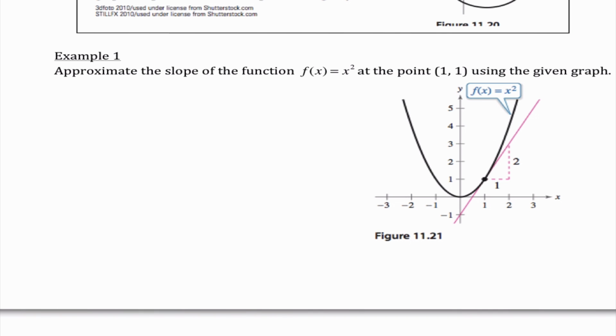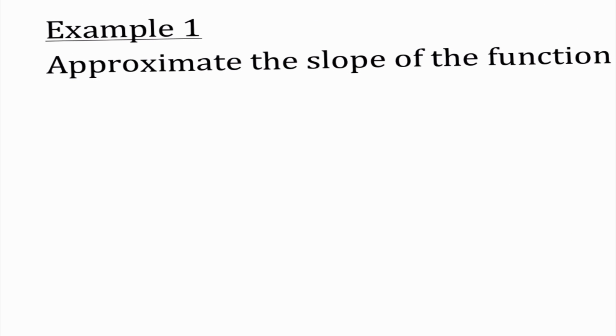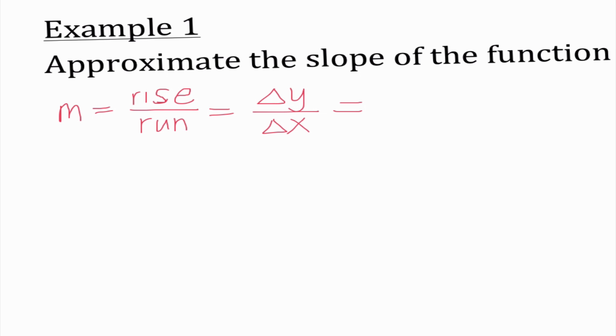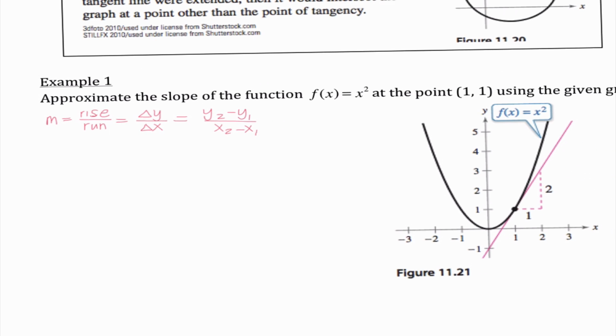So number 1 says approximate the slope of the function f of x equals x squared at the point (1, 1) using the given graph. I just want to remind us, remember we use m to represent slope. You guys probably remember that slope is rise over run. We also see it as delta y over delta x, which means the change in y over the change in x. We also see y sub 2 minus y sub 1 over x sub 2 minus x sub 1. Those are all things that we use quite a bit. There's more that correspond with slope, but I think if we know those things, we're in good shape.